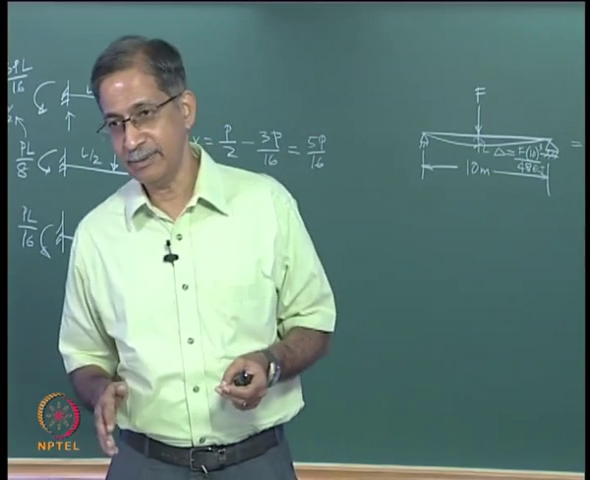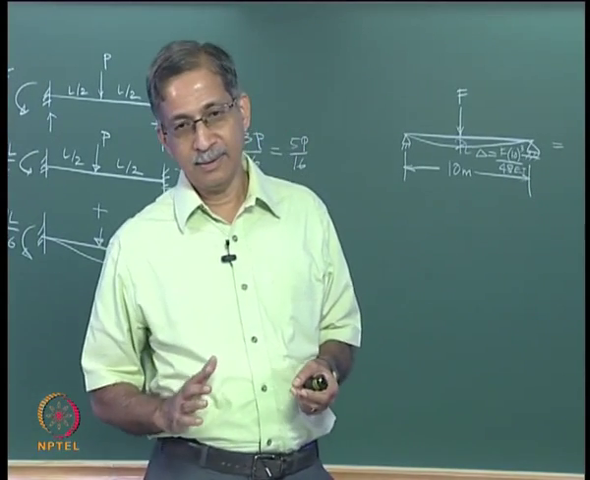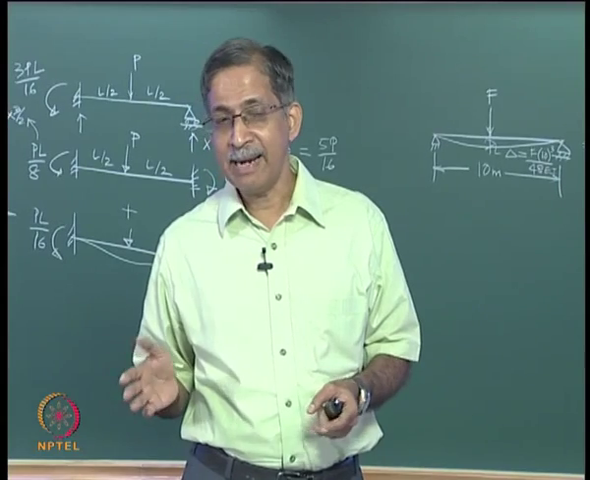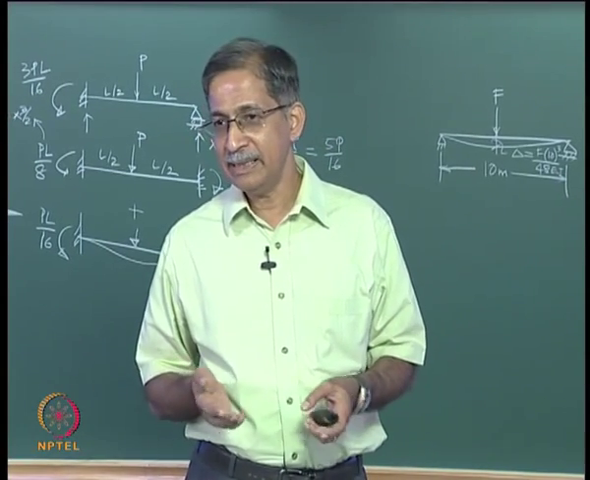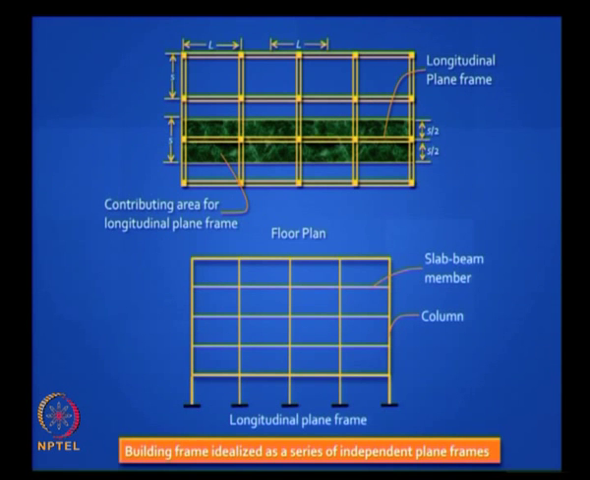Supposing the frames are non-identical, then you will apportion the load in proportion to the relative stiffnesses. The stiffer frames will attract more load than the less stiff ones. This is some general knowledge. Now, if you take out a plane frame, you have this longitudinal frame, you have to include the slab and the beam. Some people ignore the slab contribution, but the slab in compression actually helps the stiffness in the frame. So you call it a slab beam member. So this is a typical frame, but there are two frames. There are frames in the transverse direction as well. So when the wind is acting normal to the front face of this building, it's a transverse frame which will take the load. So you have to work it out.